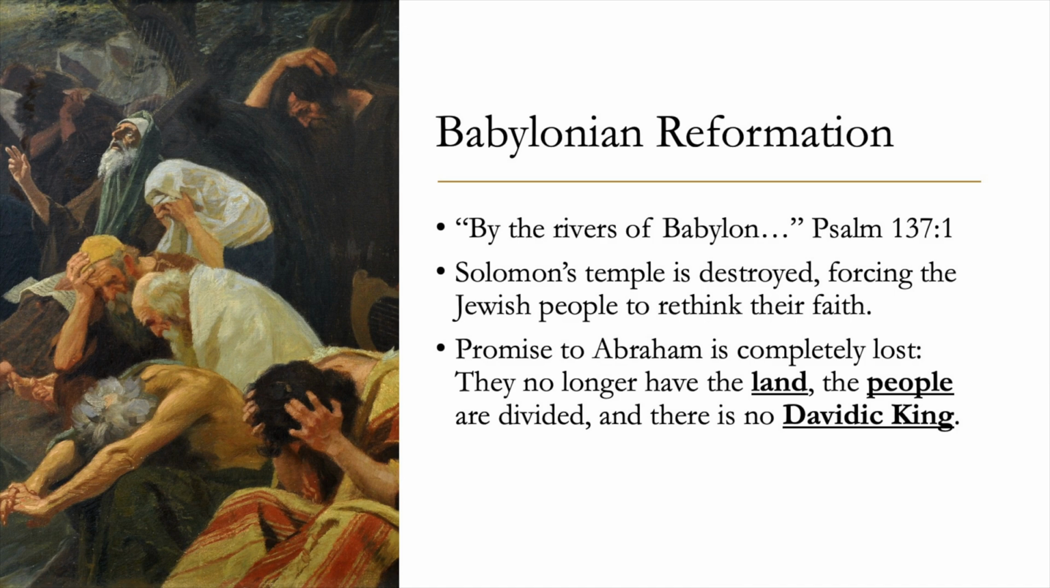So in the Babylonian Reformation, Solomon's temple is destroyed, and so the Jewish people have to rethink what it means for them to be Jewish. The promise to Abraham is completely lost, so they no longer have land, they no longer have people, and there's no Davidic king. So they've completely lost.